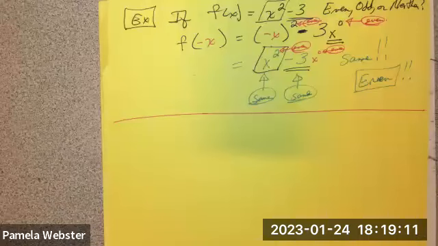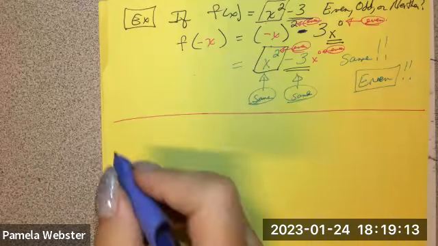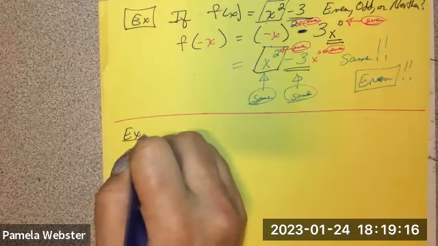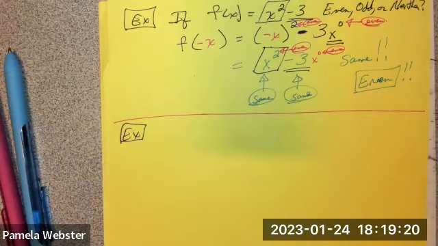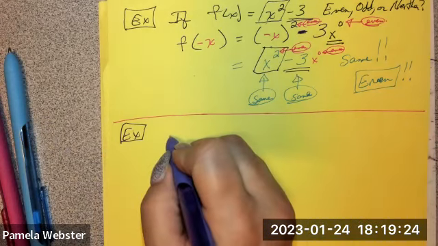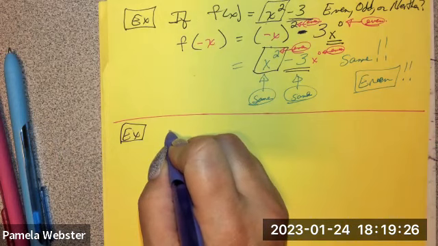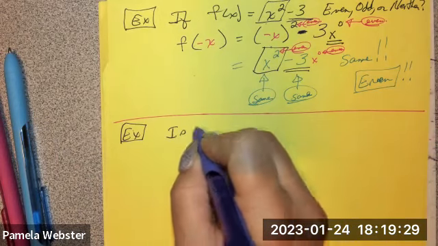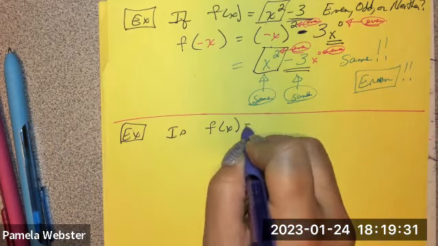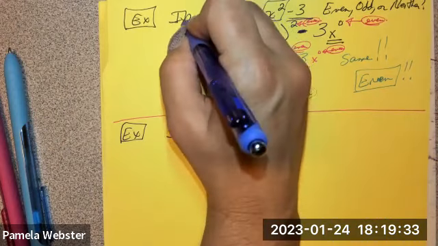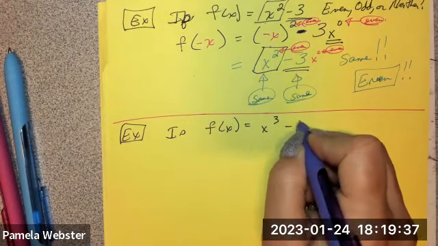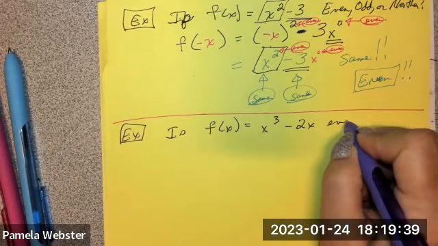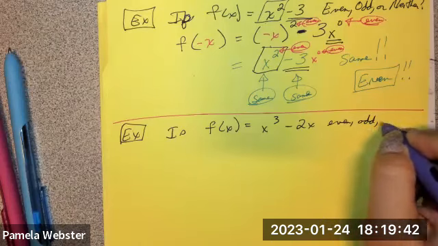Okay. So one more of these and then we'll skip it a little bit. Well, maybe 2, I guess. I'm looking to see what I've got in my notes. How about if it was, is f of x equals x to the 3rd minus 2x, even, odd, or neither.